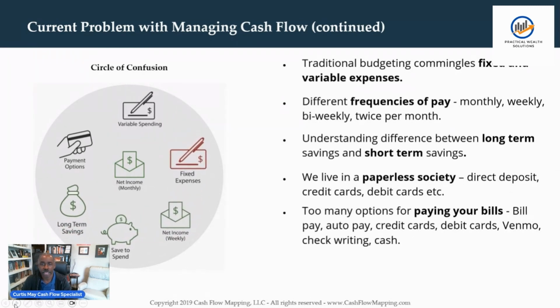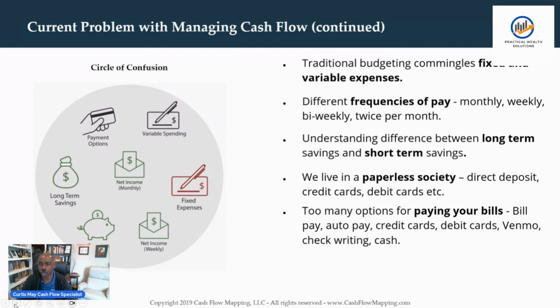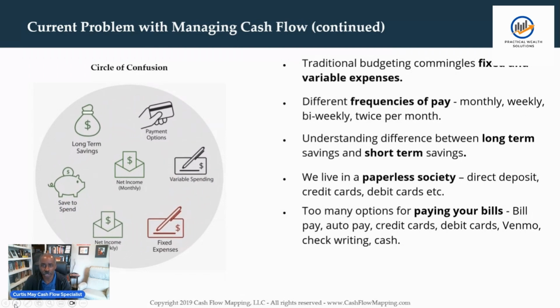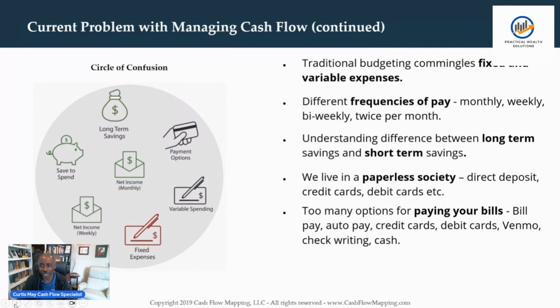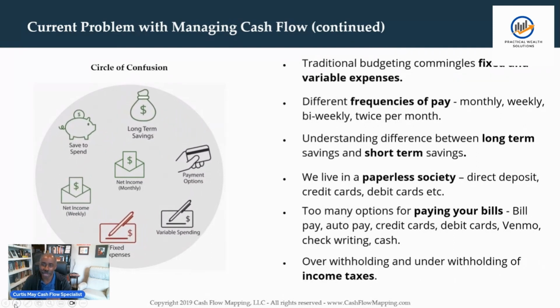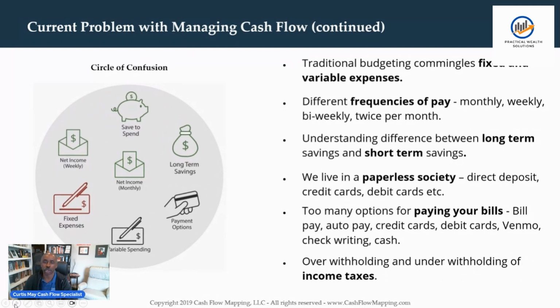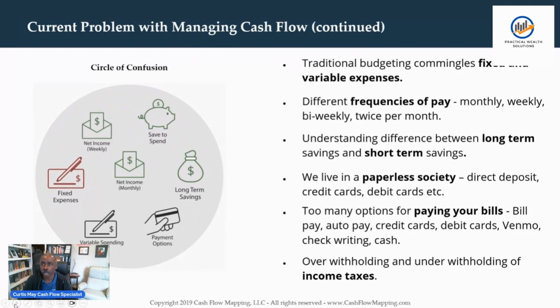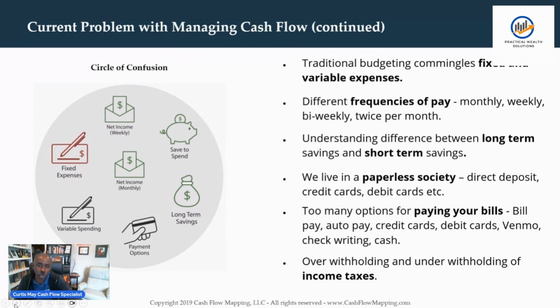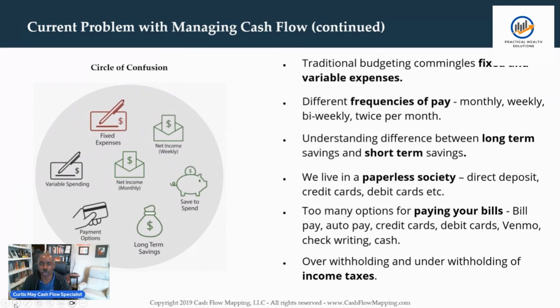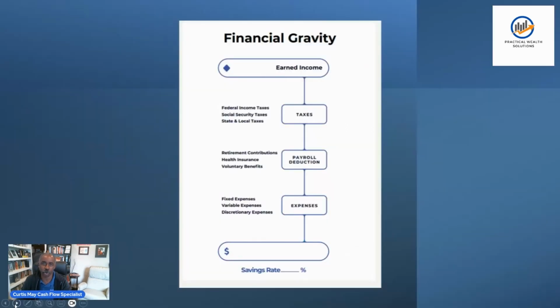All right. And so, too many options for paying your bills: auto pay, credit cards, Venmo, check writing, cash. Young people don't even know how to write checks anymore. All right. And let's put Apple Pay on here. I'm gonna update this slide. And so, plus if you get a tax refund, you're over-withholding your taxes, right? Or you're under-withholding your taxes. So there's just a lot of stuff going on, right?